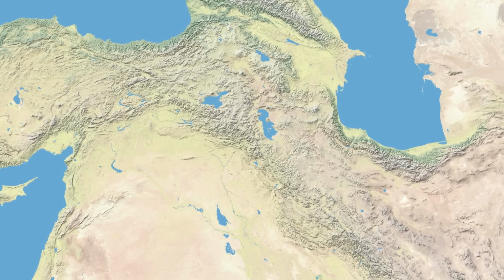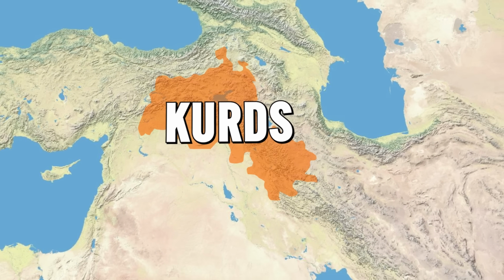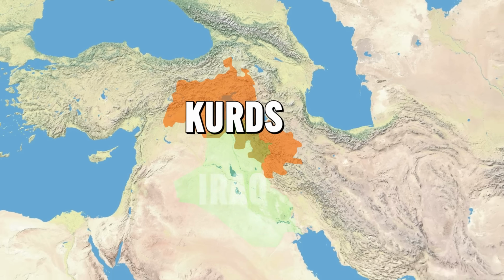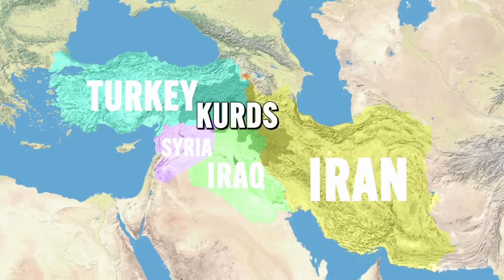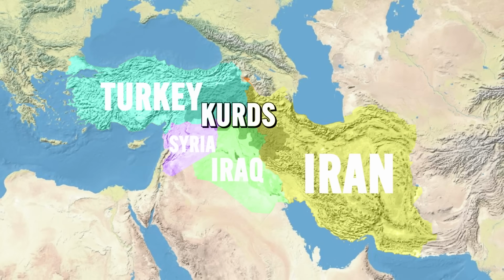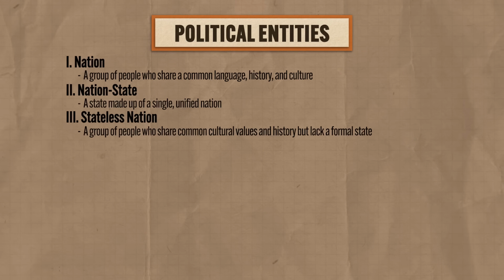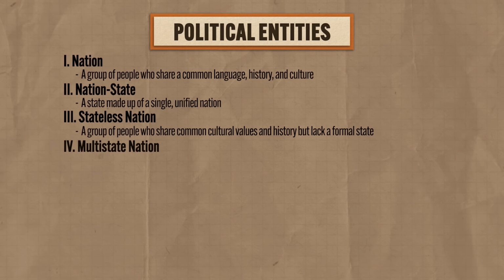So then, maybe the best known stateless nation is the Kurds, who are spread out across the national boundaries of Iraq, Iran, Syria, and Turkey. But the Kurds themselves have a deeply cohesive and unique cultural identity and history. And although Kurds living in Iraq have sought independence in many ways over the years, they've been unsuccessful and thus remain a stateless nation.